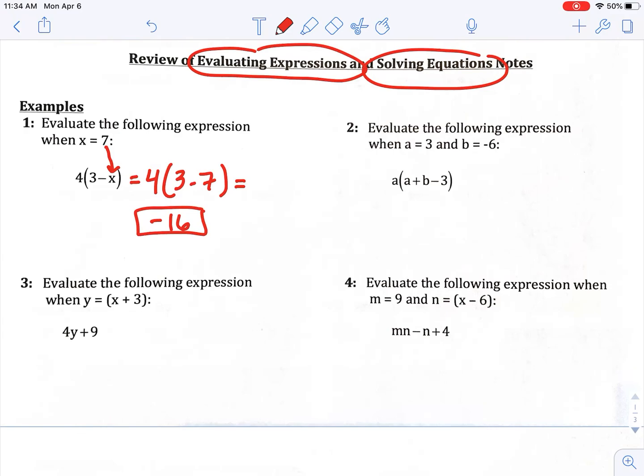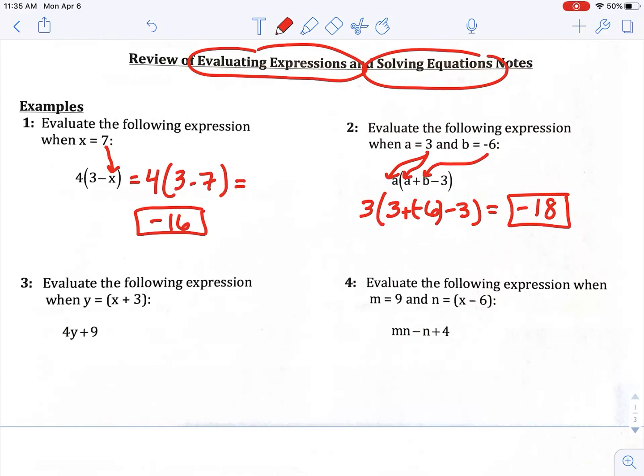A lot of this is going to be calculator. Just use your calculators, type it in. A equals 3 and B equals negative 6. So when I plug each of those in, I'll have 3(3 + (-6) - 3). And really we should put parentheses around those just to make sure. When you plug this into your calculator, I think you get negative 18 for your final answer. Again, if I'm going too fast, just pause it, do it on your own, and then check that you got that answer, okay?